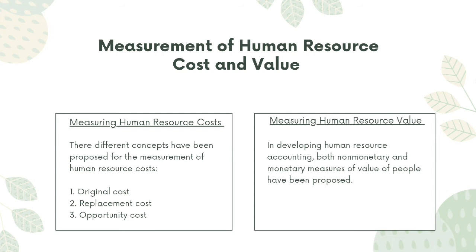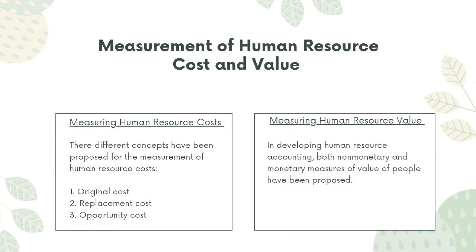So there are different concepts that have been proposed for the measurement of human resource cost. The first one is original cost. The original cost of human resource refers to the sacrifice that was actually incurred to acquire and develop people. This is analogous to the concept of original cost for other assets. For example, the original cost of plant and equipment is the cost incurred to acquire these resources. And then replacement cost. The replacement cost of human resource refers to the sacrifice that would have to be incurred today to replace human resources presently employed.